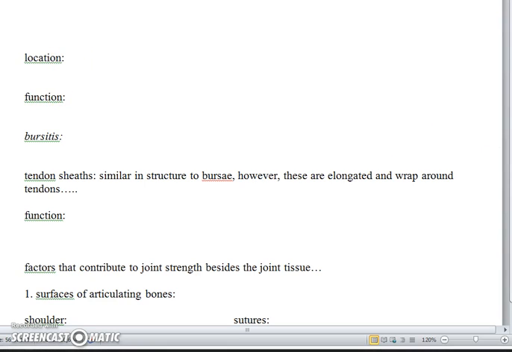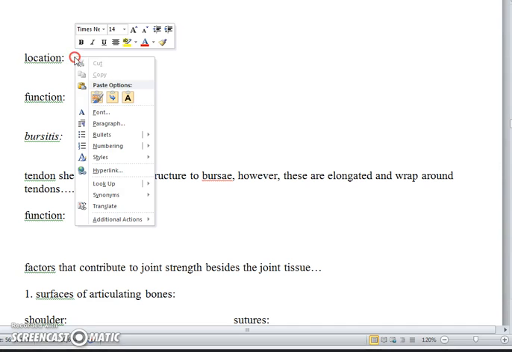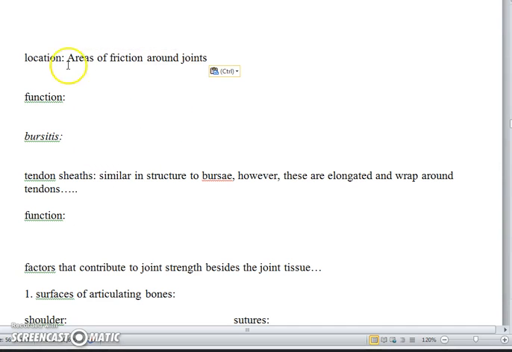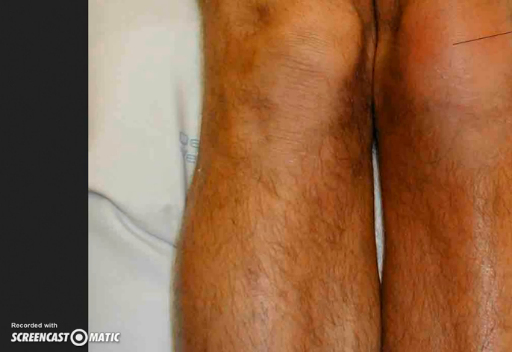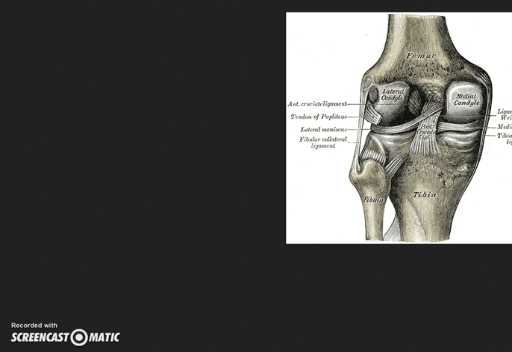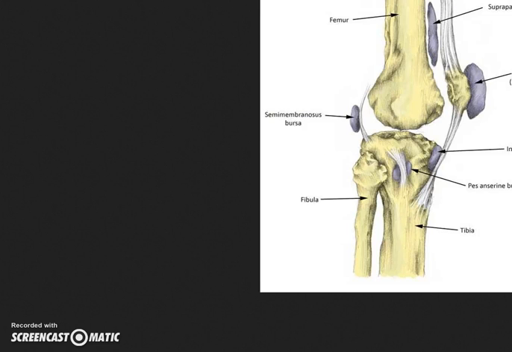Location. Any areas around the joint that are like high friction zones. So just write that, areas of friction around joints. And then for function, it's just a cushion to reduce that friction. All right, so areas of friction around joints, and it's a cushion. So we're going to look at that here in a minute. Let's look at this now.